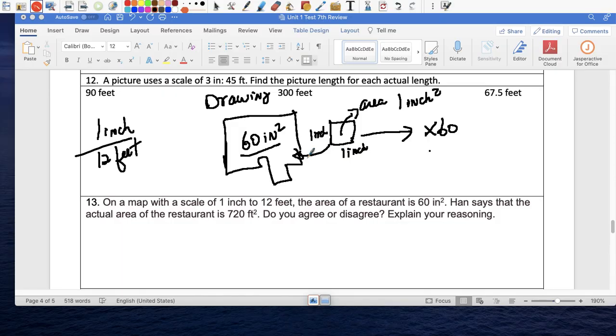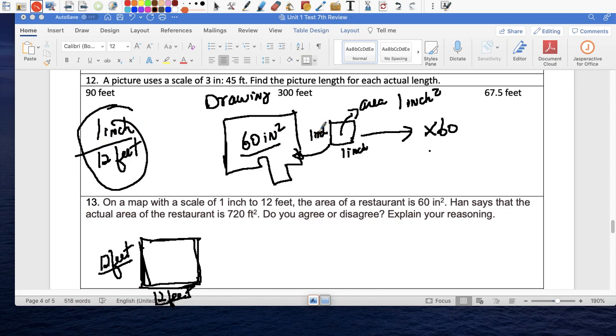Because we have the scale, in real life, remember I told you about that big tile? This measures 12 feet by 12 feet. So every inch squared in my drawing actually represents a square that measures 12 feet by 12 feet. And how did I get the number? Because the scale says that if this side is 1 inch, in real life it's 12 feet.